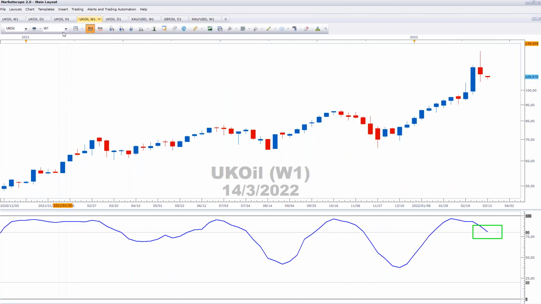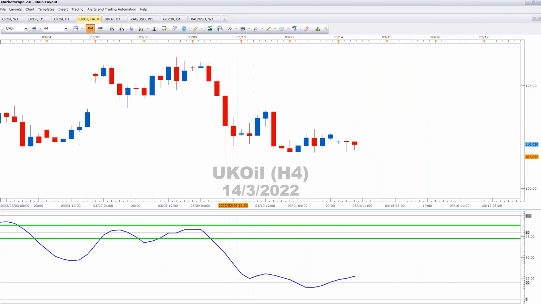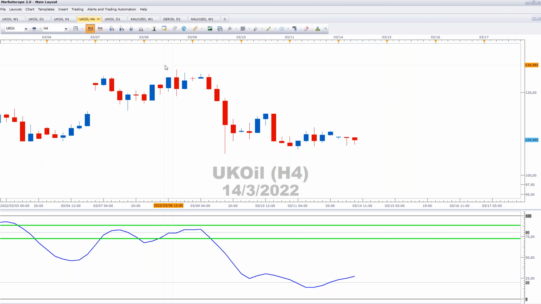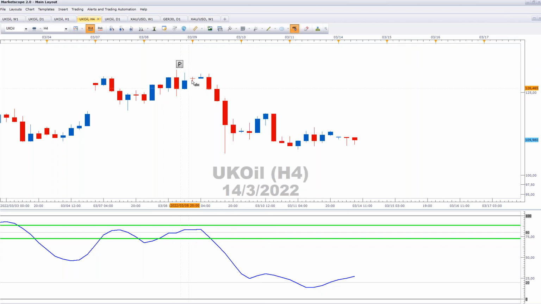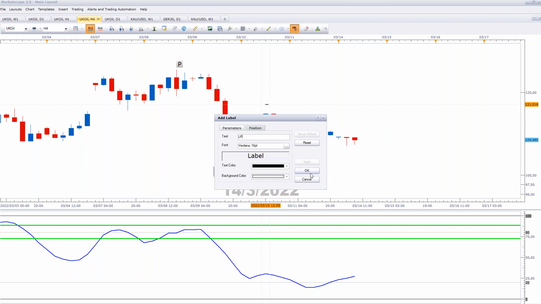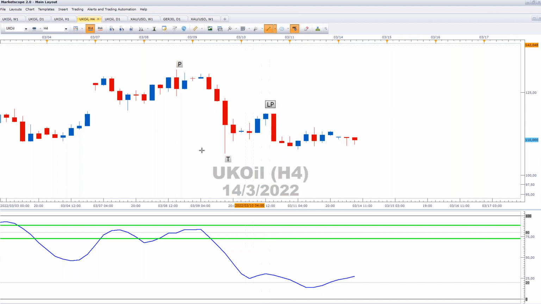Let's go through to the 4 hour. This is a very difficult chart to actually label. Let's label it as follows. We've got a peak here. It's very difficult because these are all inside periods. The trough's down here. Here's your lower peak. But we actually don't have a lower trough here. On the 4 hour, it's not quite as obvious as the gold chart, but there is the lower peak.